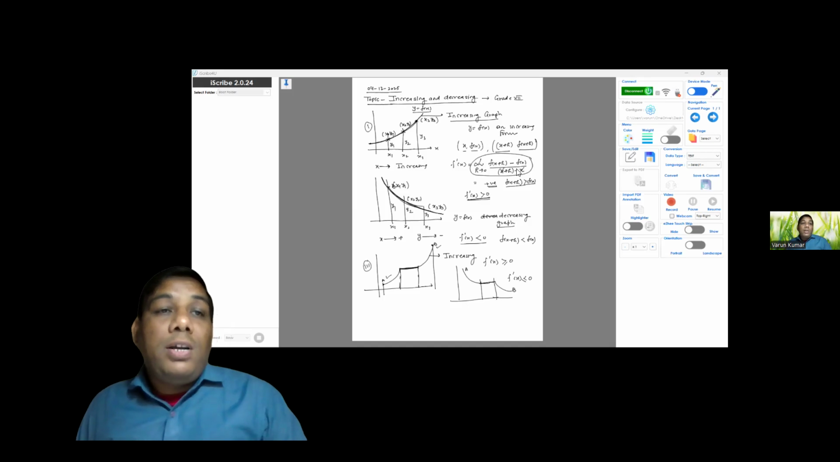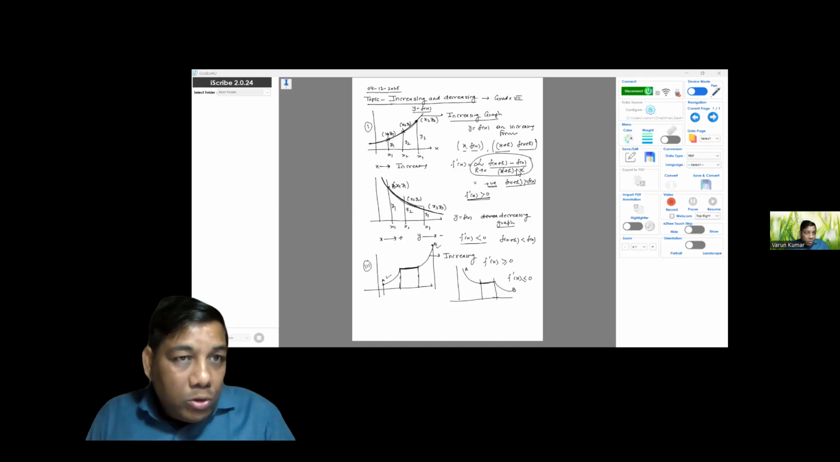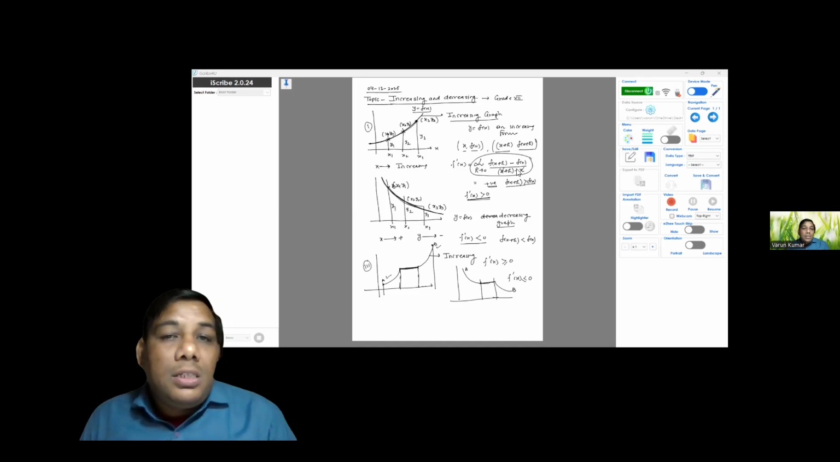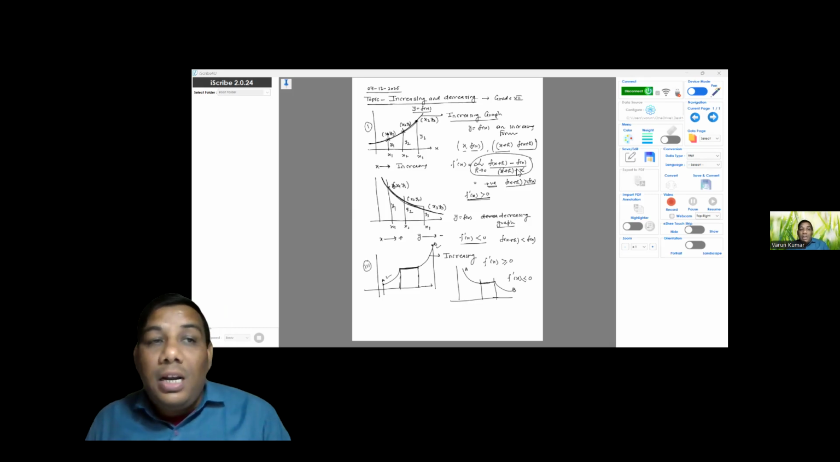If the value of the derivative is greater than 0, then it is strictly increasing. If the value of the derivative is less than 0, then it is strictly decreasing. If it is greater than or equal to 0 or less than or equal to 0, then it is increasing and decreasing respectively.